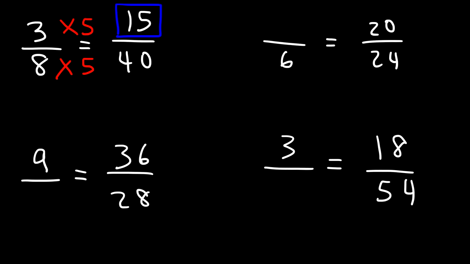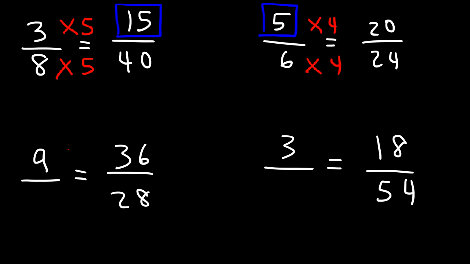Now for the next example, we know that 6 times 4 is 24. So what times 4 is 20? Or if we think about it backwards, 20 divided by 4 is 5. So 5 times 4 is 20. And so that's the missing number in this example.